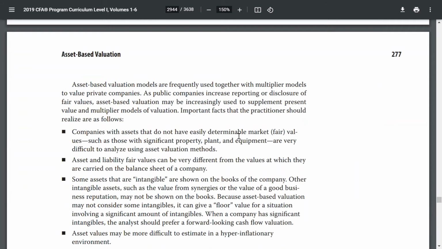Asset-based valuation models are frequently used together with multiplier models to value private companies. As public companies increase reporting or disclosure of fair value, asset-based valuations may be increasingly used to supplement present value and multiplier models and valuations. Important facts that practitioners should realize are as follows. Companies with assets that do not have easily determinable market values.